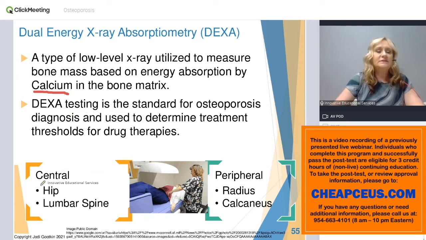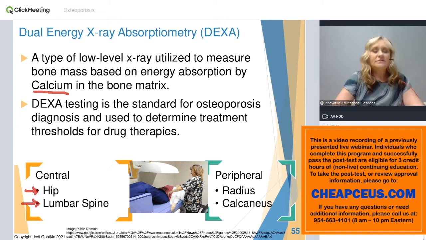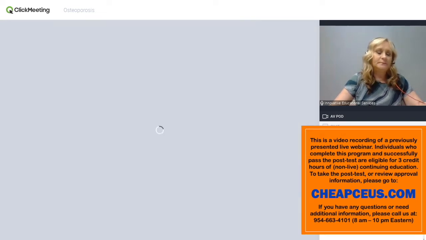Typically, what's utilized is a central scan using either the hip, or the hip and the lumbar spine. This is because we're specifically looking at fractures in those regions, and they tend to be the areas that deteriorate most. For some individuals who have obesity or are unable to utilize those central scans, there are other methods of utilizing the radius and the calcaneus for peripheral scanning. But the values that we're going to discuss are related to the central scanning.